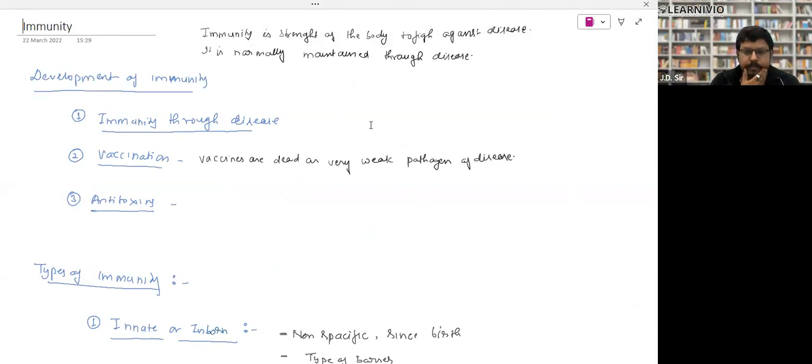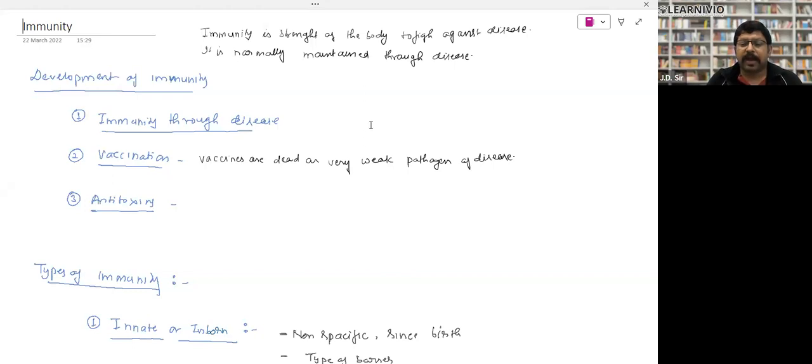Look, whenever a child takes birth, it does not have immunity, right? This is like when you bring a laptop or computer to your home, and it just has an operating system but does not have any kind of software. The body of a child is the same. So when a child takes birth, how does it develop immunity?